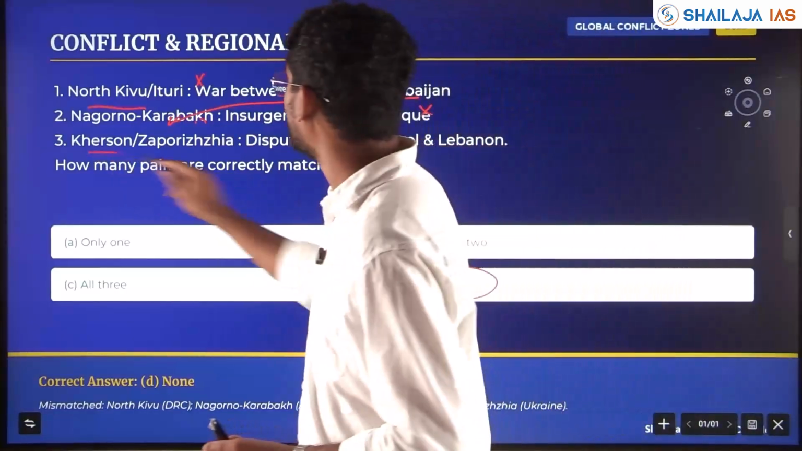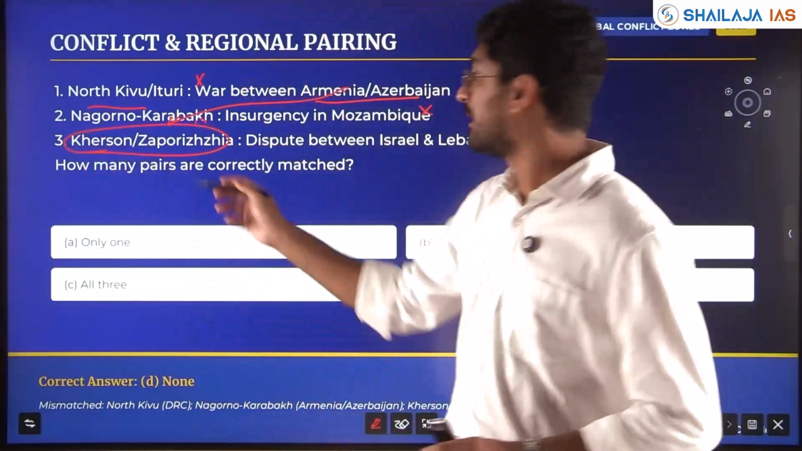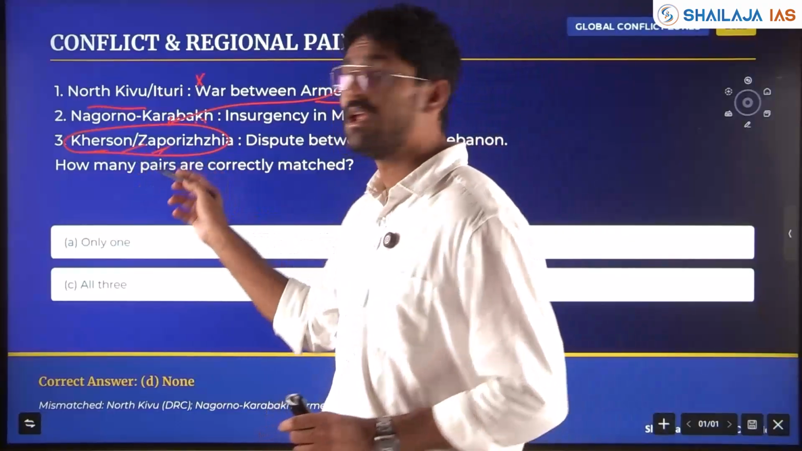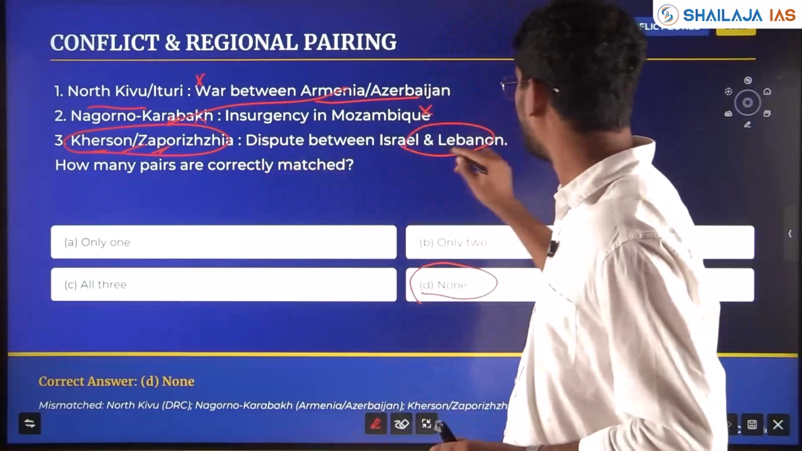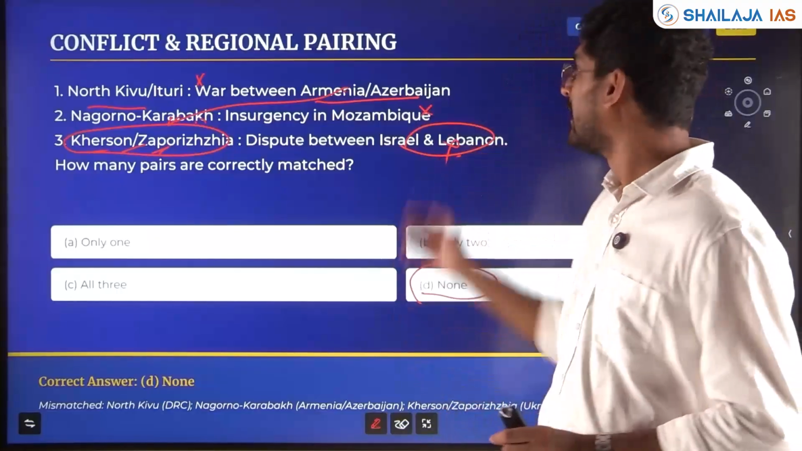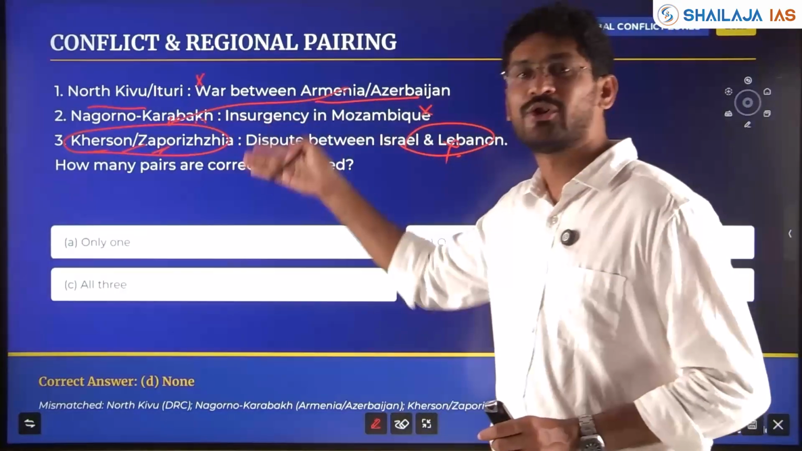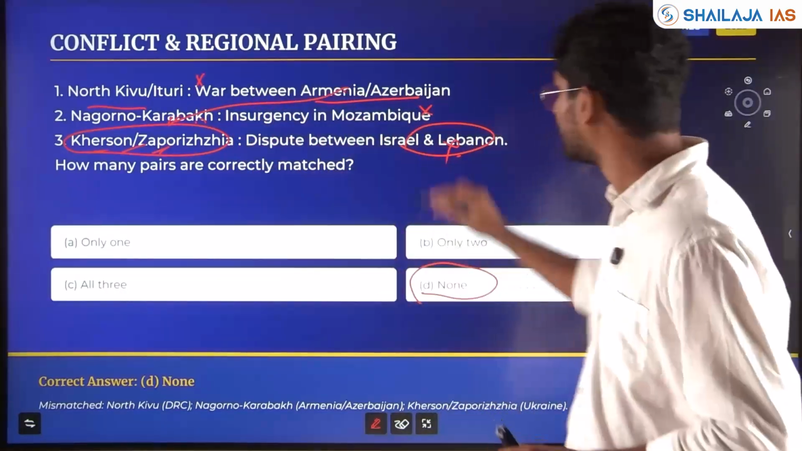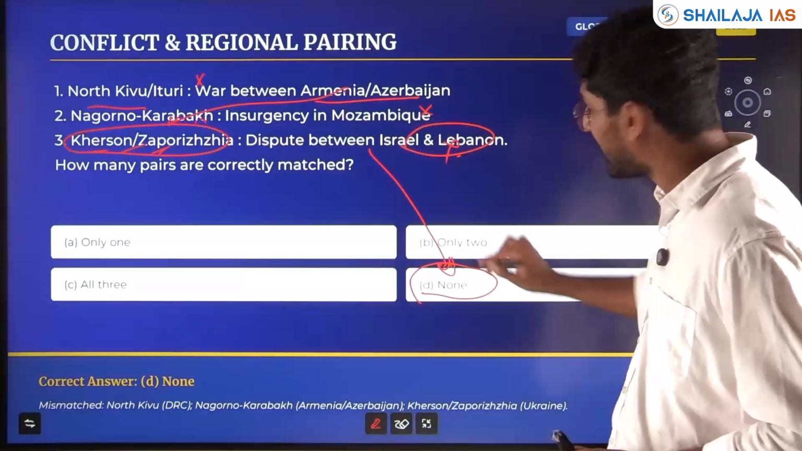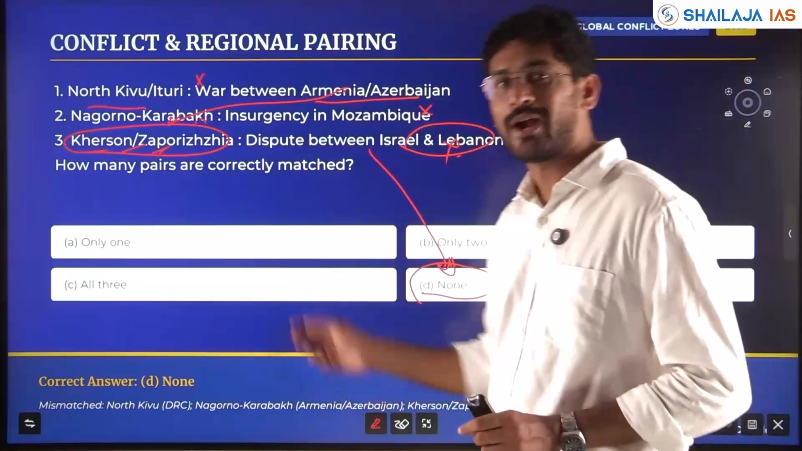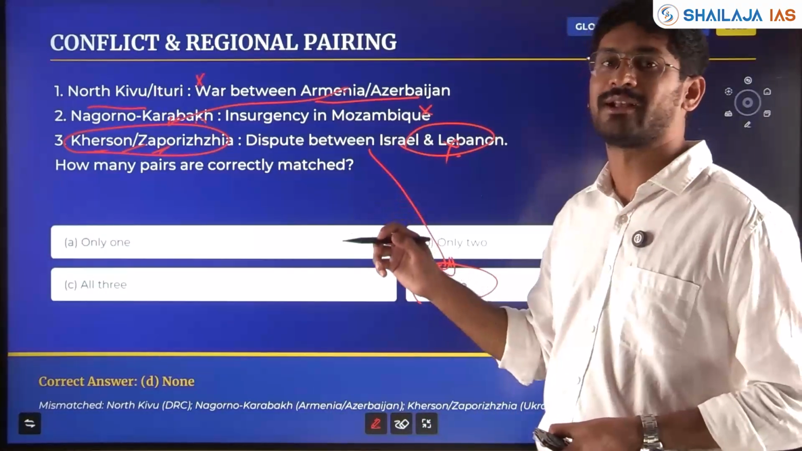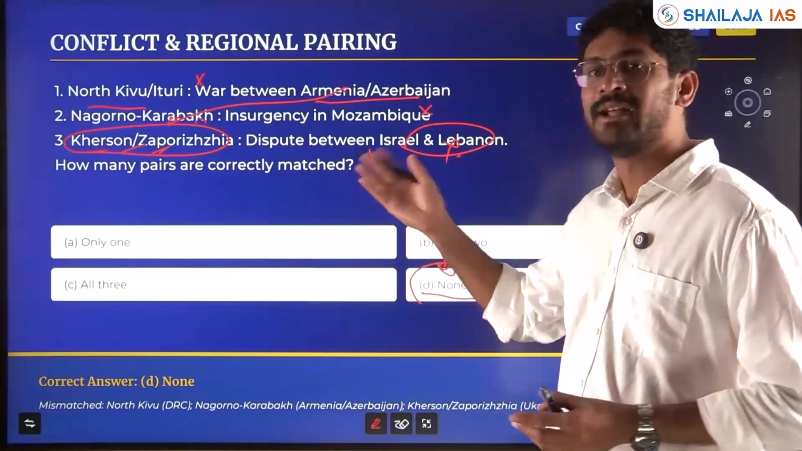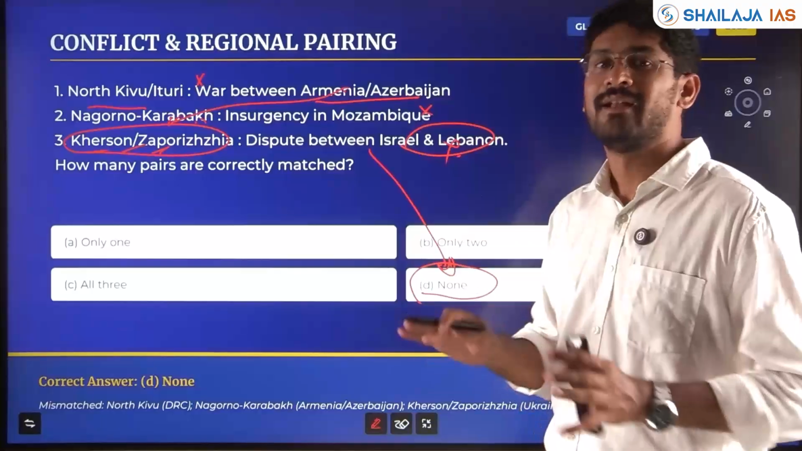Kherson and Zaporizhia were nuclear sites of Ukraine. One of the nuclear plants of Ukraine was there. So Israel, Lebanon also is wrong. You are seeing how the examiner is swapping and making sure that all three statements go wrong. This trend we saw in 23, in 24, in 25, in two questions, when disputes or conflicts or historical war regions were asked, he made sure all these options were none of the above.